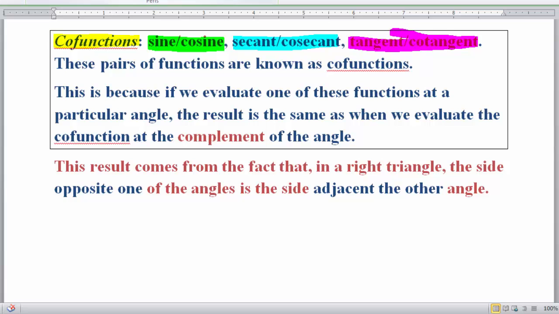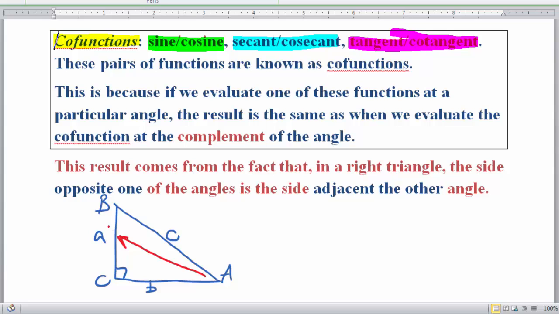And really what it comes from is the fact that when you have a right triangle, if we just draw a quick right triangle here, the side that's opposite one of the angles becomes the side that's adjacent the other angle, right? So if you think about angle A, side A is opposite angle A, but side A is going to be adjacent angle B. And then the reverse happens with angle B. Side B is opposite angle B. However, it's adjacent angle A, right?